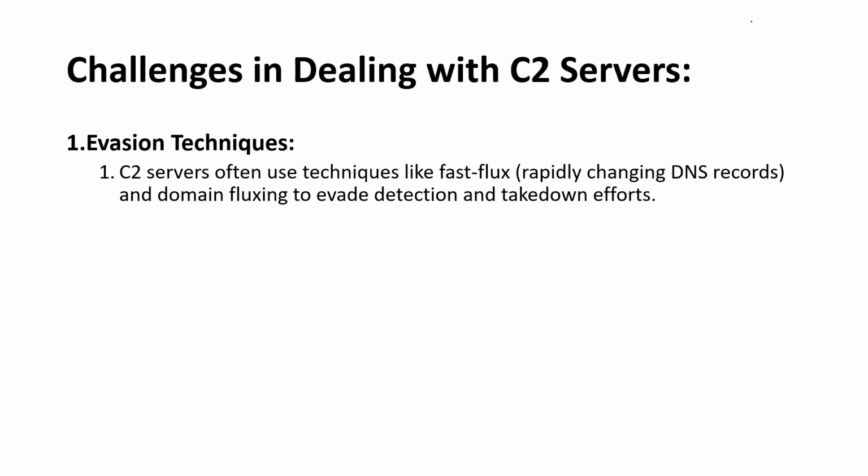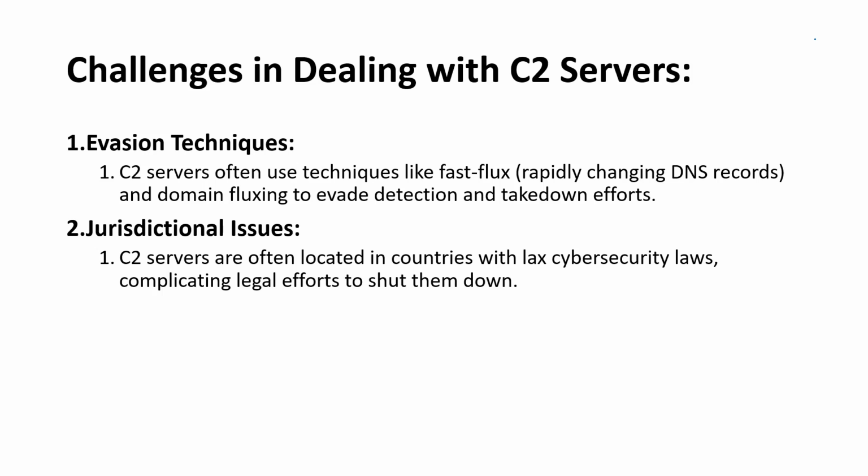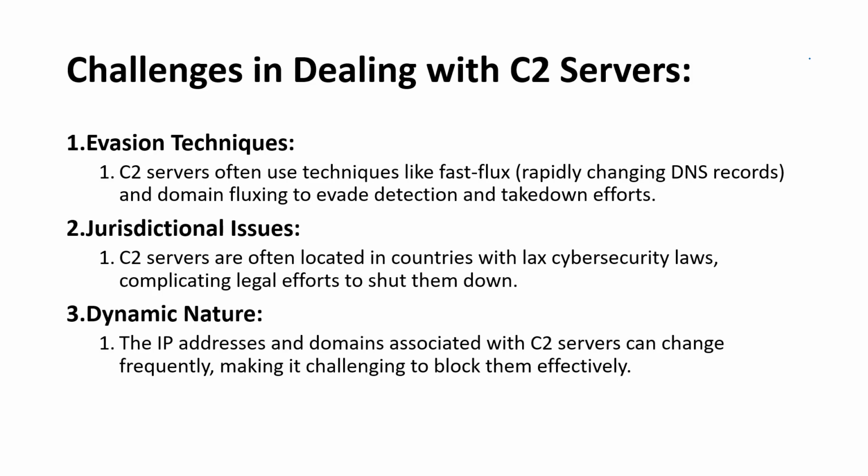Now the question is, what are the challenges in dealing with a C2 server? First, as I said, evasion techniques. C2 servers often use techniques like fast flux, where they change the DNS records, so it is difficult for us to understand which domain the traffic is coming from. Sometimes the servers are in different locations and different countries with different jurisdiction issues, so it is very difficult to take down the server. Third, because they change the IP every time, it is difficult to track the source of the server. So these are the primary challenges when dealing with a C2 server to attack or stop.